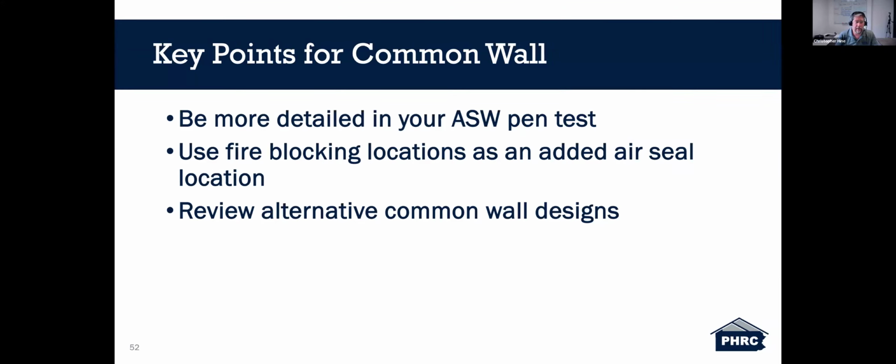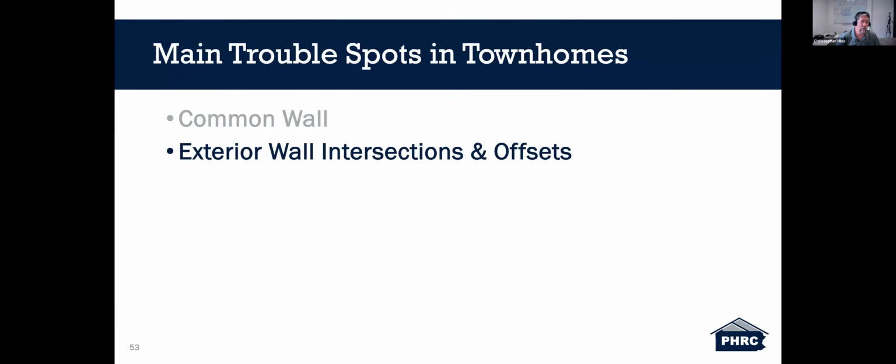So looking at some key points in your common wall, be more detailed in your area separation wall pen test. Again, we looked at the whole unit pen test, and then when we're diving into specific details within that area separation wall, you really need to take a closer look at running that pen test to ensure that you're closing up all areas for air infiltration. Use fire blocking locations as an added air sealing location, and then review alternative common wall designs, which would be the two 1 hour rated wall assemblies.